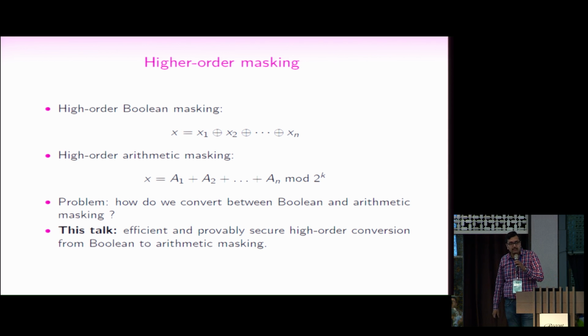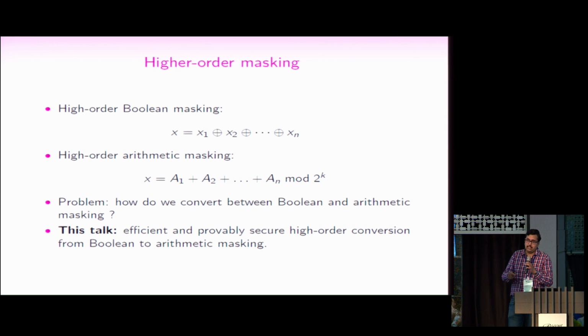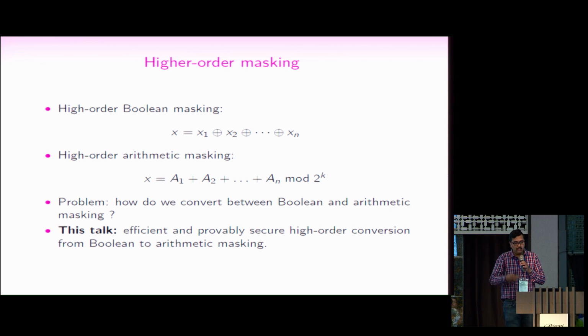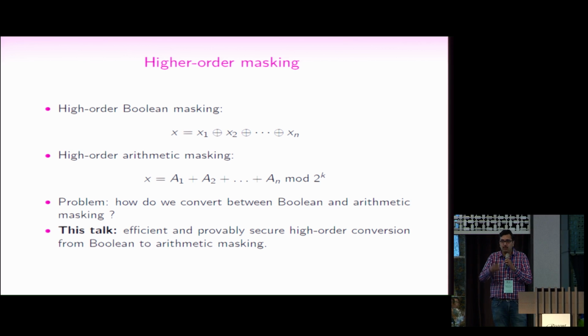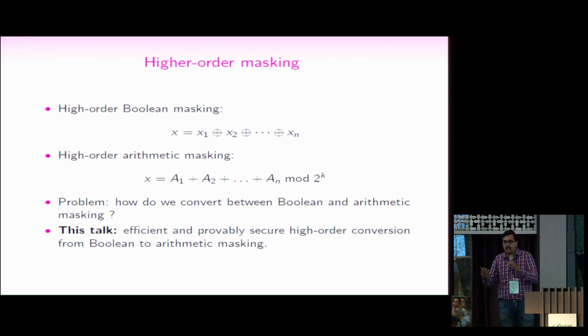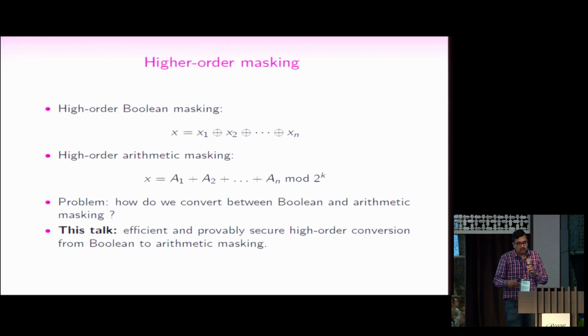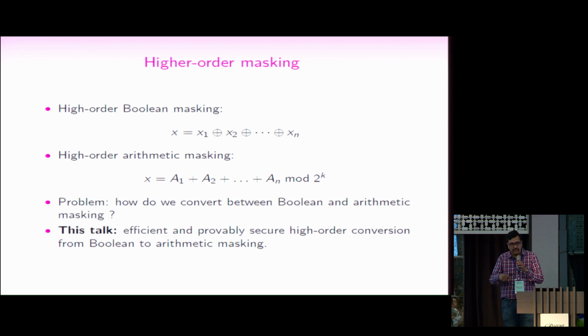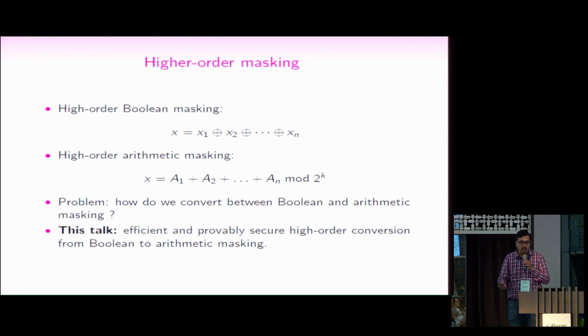In Boolean masking, a secret variable is split into n shares such that the XOR is the secret X. And in arithmetic masking, we have n arithmetic shares such that the modular sum is the same secret. So now, how do we convert from Boolean to arithmetic masking when there are more than 2 shares? The author's contribution in this talk is an efficient and provably secure higher order conversion algorithm from Boolean to arithmetic masking.